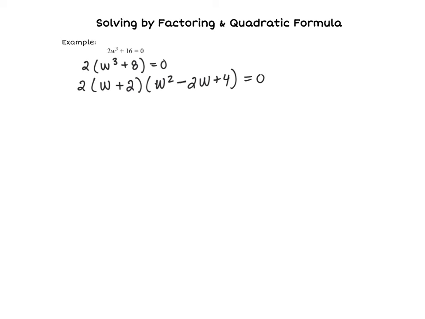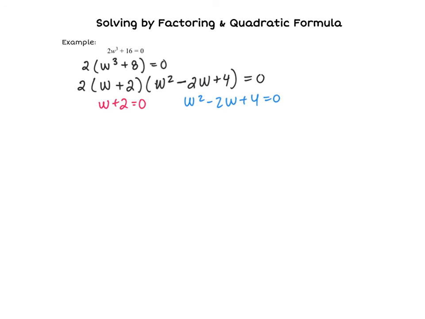Now, since we've learned that this last parentheses is not factorable any further, we can set each of these factors equal to 0. Since this greatest common factor is only a 2, I do not need to set it equal to 0 because 2 can never be equal to 0. So I only have to set each parentheses equal to 0 by itself. So I have w plus 2 equals 0. And I also have w squared minus 2w plus 4 equal to 0.